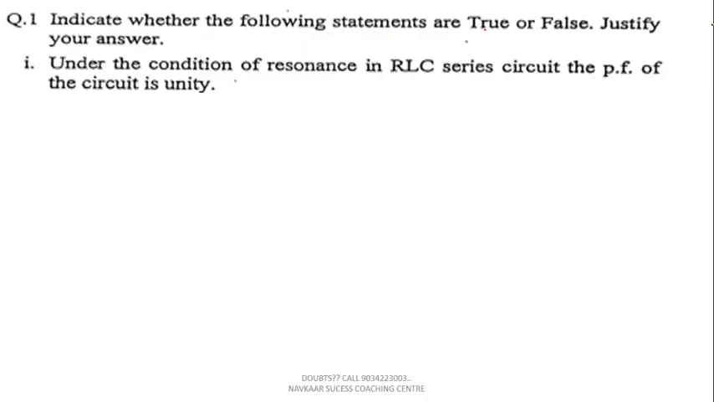In the first question, as you know, you have to answer in true or false and you have to justify your answer also. What they have given is: under the condition of resonance. So let's write down all the conditions of resonance. The resonant condition is XL equal to XC. If XL is equal to XC, then the Z value must be equal to R.